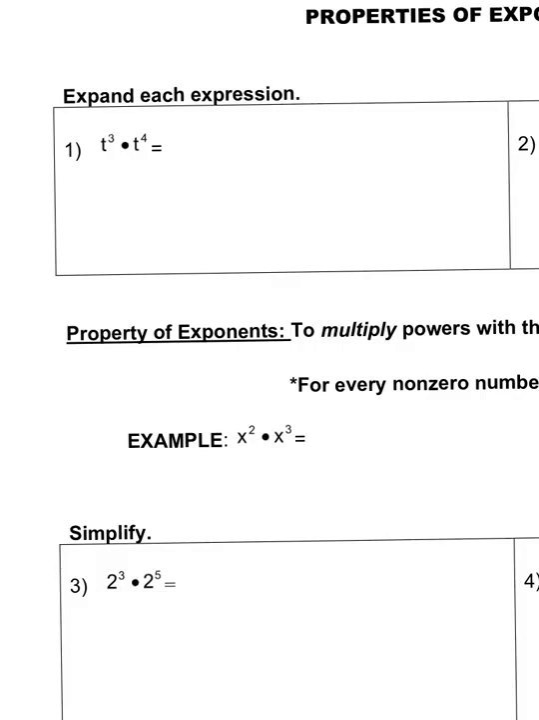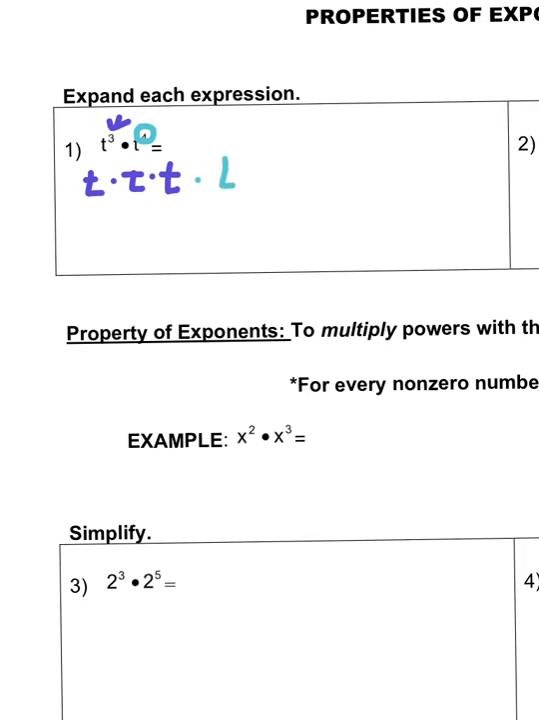Much like multiplication shows repeated addition, exponents show repeated multiplication. So when it says t to the third power, we have t times t times t. That's how we expand it. Remember that the exponent is the small number to the upper right, and the t is the thing that's repeated. It's called the base.